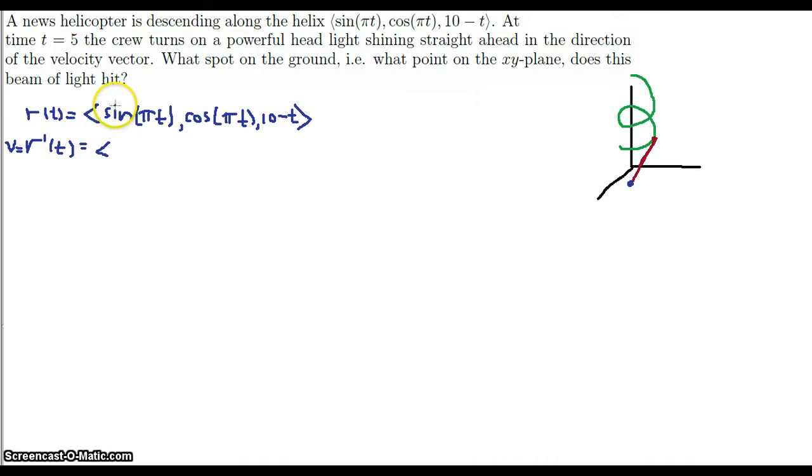and at any time t, that's going to be pi times the cosine of pi t, minus pi times the sine of pi t, minus 1.